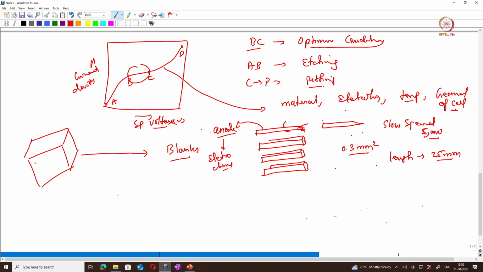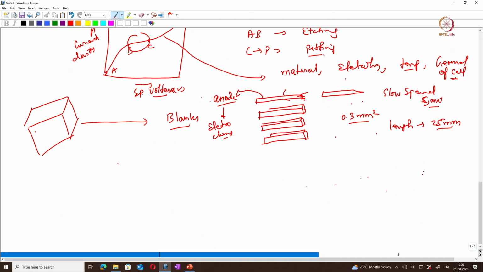Okay, so in earlier days, the most popular method which is used for electropolishing is a multi-step process.